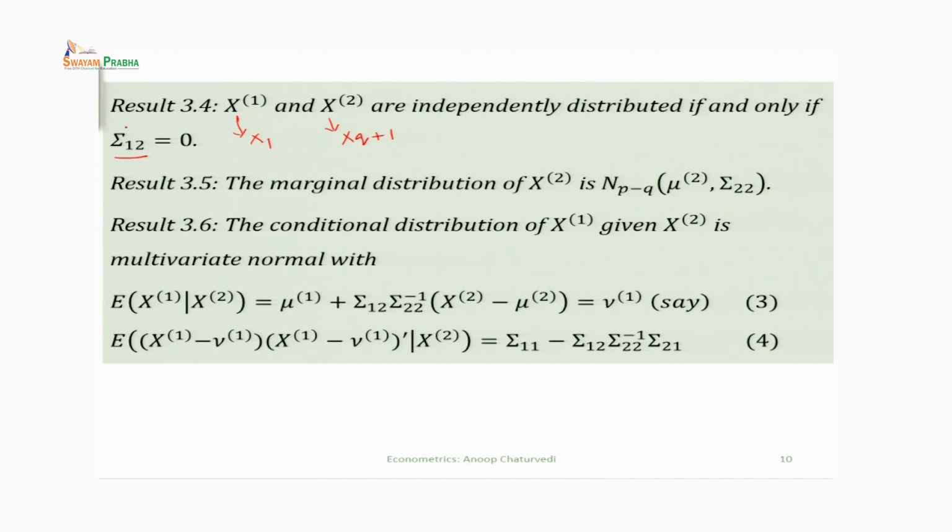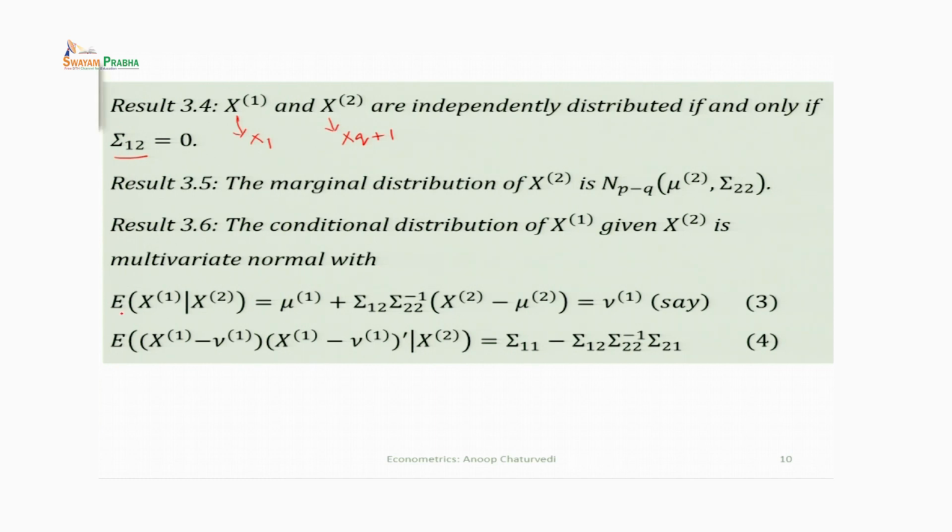So, the (1,1)th element of sigma 12 is the covariance between x1 and x_{q+1}, and then x1 and x2 are independently distributed if and only if sigma 12 is equal to 0. Then if you derive the marginal distribution of x2, it is again a multivariate normal distribution having p minus q components. It has mean vector mu 2, which is the expectation of x2, and variance covariance matrix sigma 22.